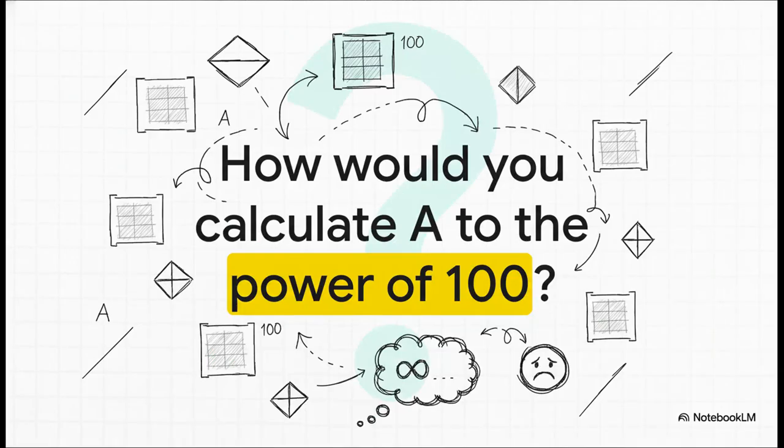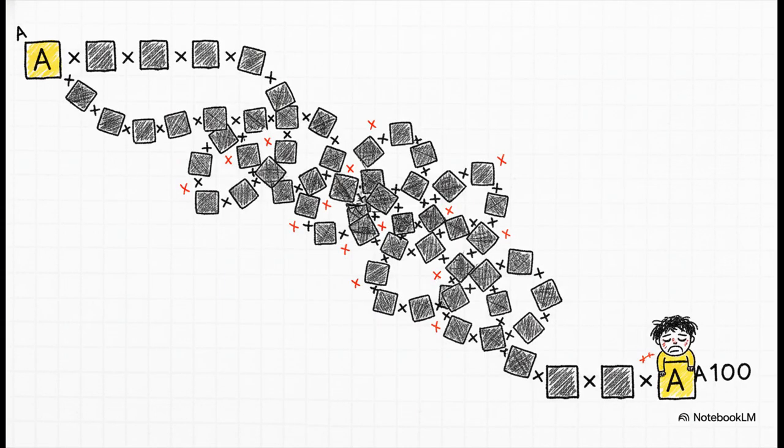So, to get us started, let me just throw this question at you. Say I give you this matrix, we'll call it A, and then I ask you to figure out what A to the power of 100 is. I mean, where would you even start? It sounds like a complete and total nightmare of a calculation, doesn't it? And yeah, you'd be absolutely right.